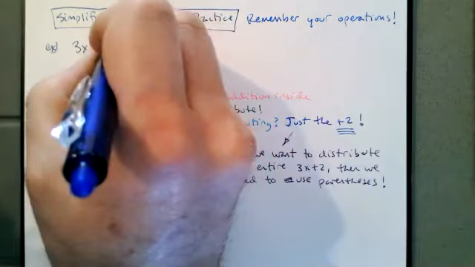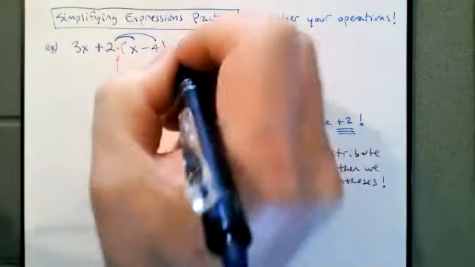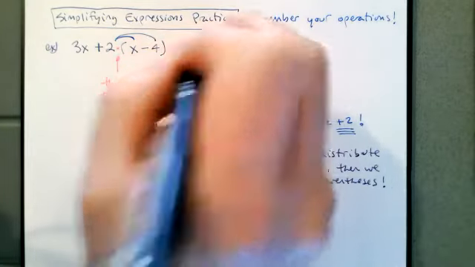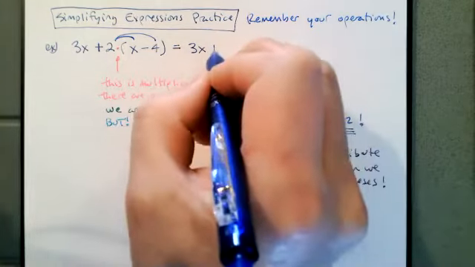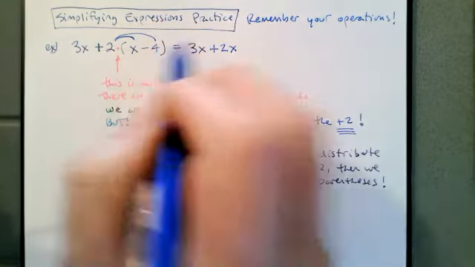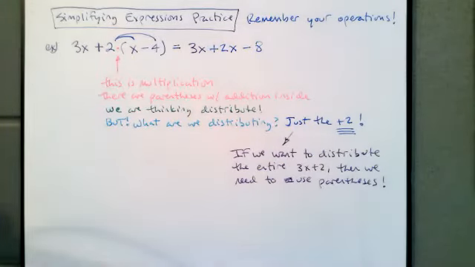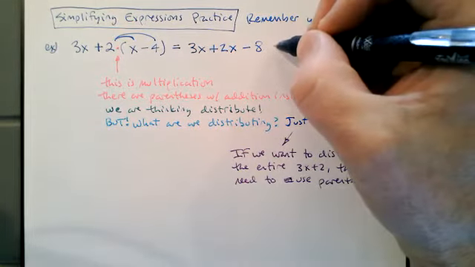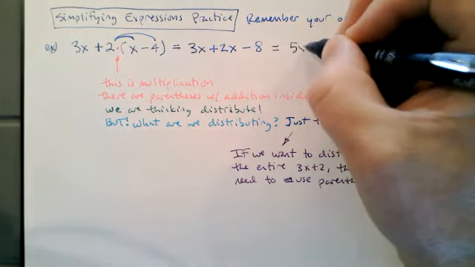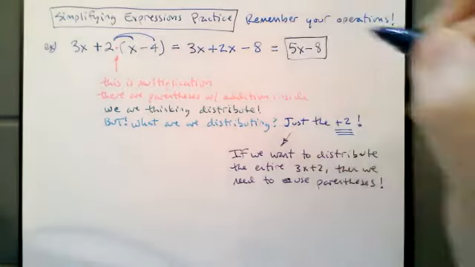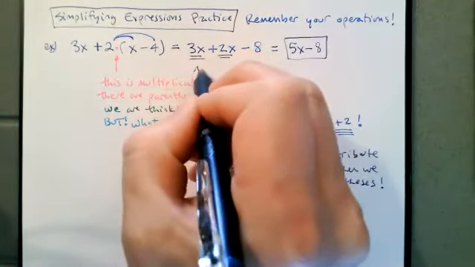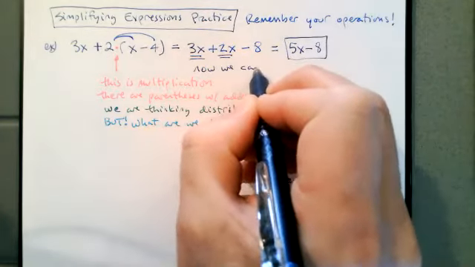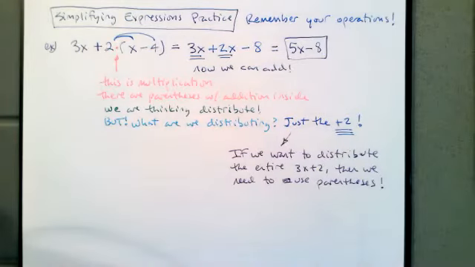So I'm going to do the 2 times x and the 2 times negative 4. The 3x is not involved in this multiplication. Plus 2 times x is a plus 2x. Plus 2 times negative 4 is a negative 8. We've taken care of the multiplication, so now we can use addition, because multiplication goes before addition. Now the 3x plus 2x are like terms. I can add them, and here is the simplified expression.